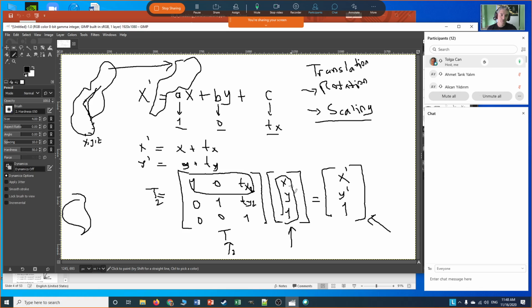The next algorithm we will see in our computer graphics class, the forward rendering pipeline, is based on matrix multiplication. And what we will be doing is this. We will be asking this question.